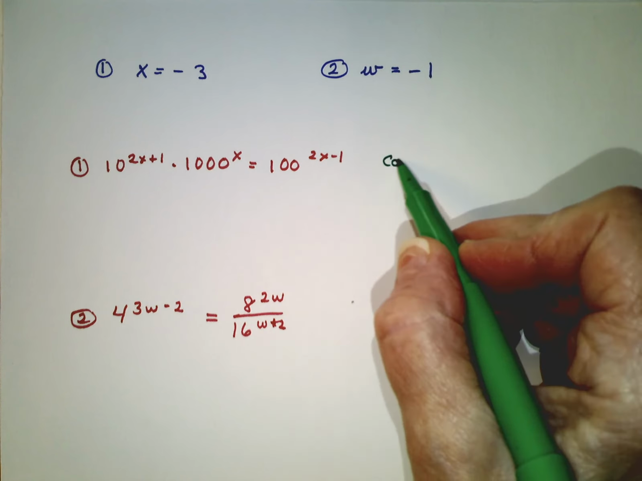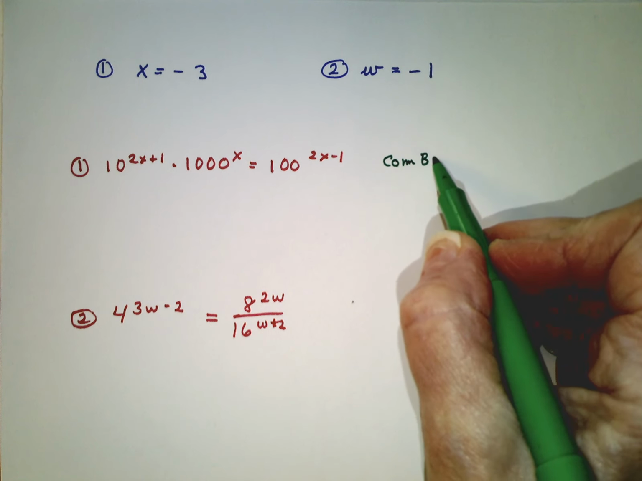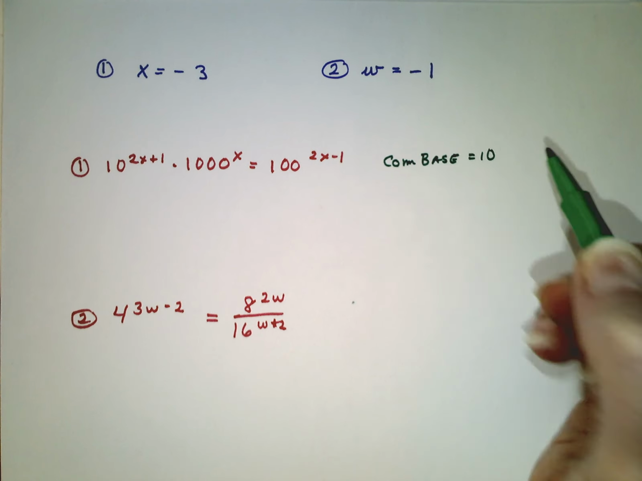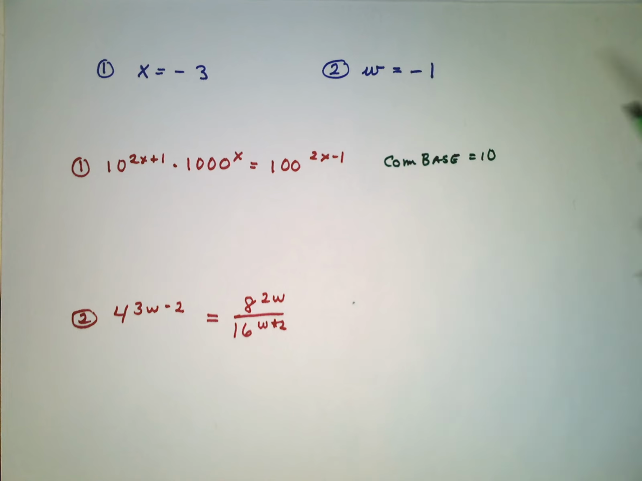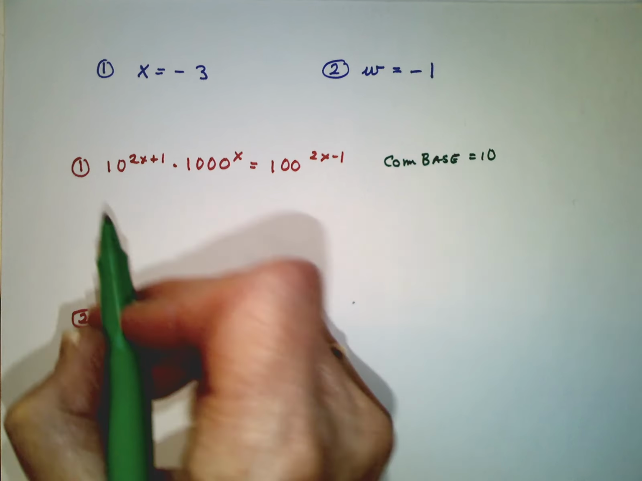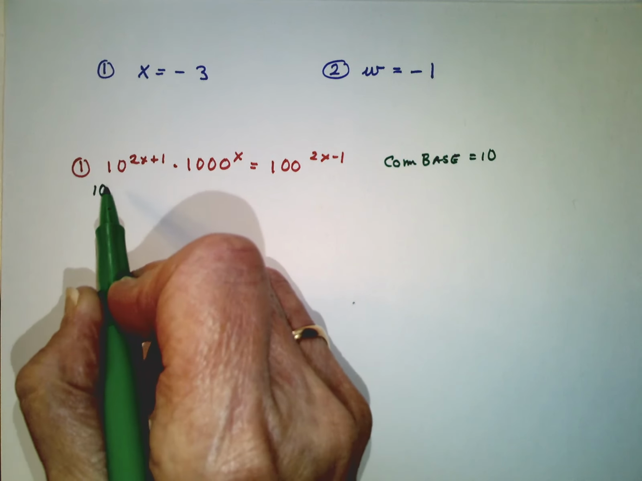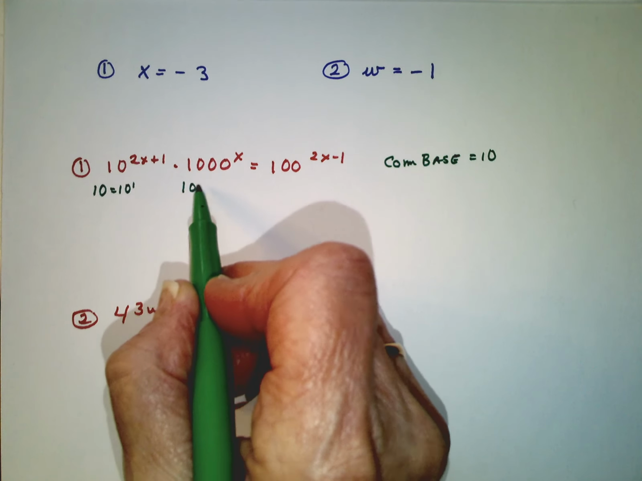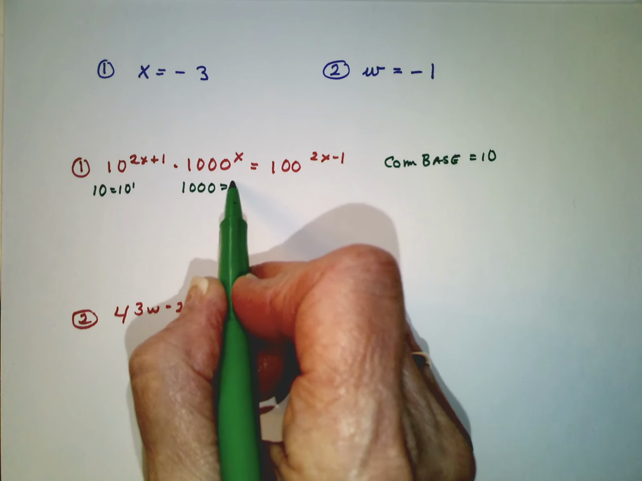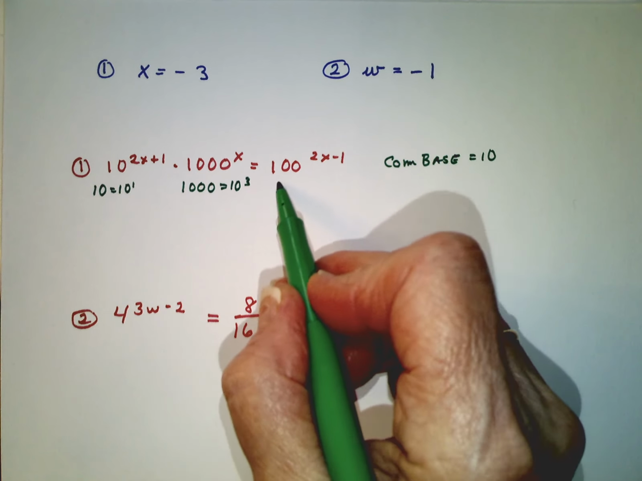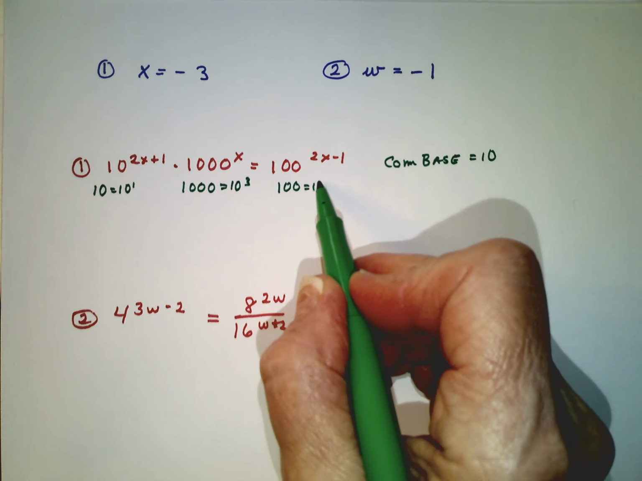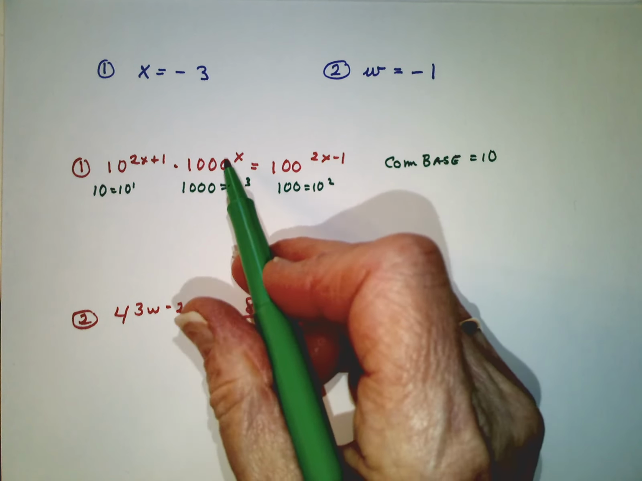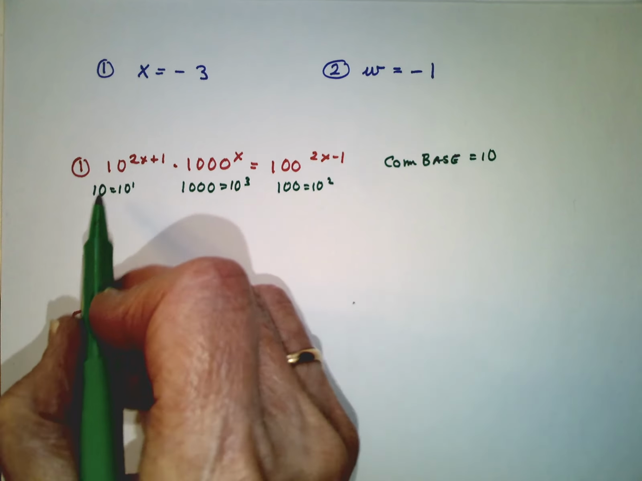So a common base for all 3 of these, I think you all figured out, was 10. So we are going to write 10 as a power. Well, 10 is just 10 to the first. 1,000 is 10 to the third. And 100 is 10 to the second. So we are just going to replace those in the original equation.